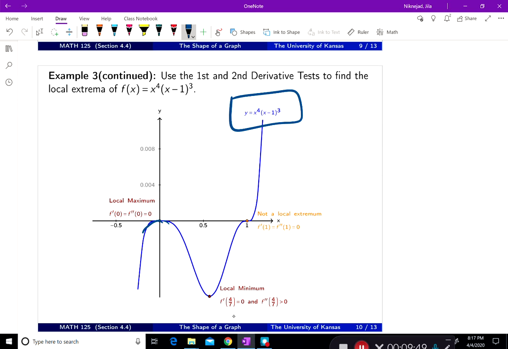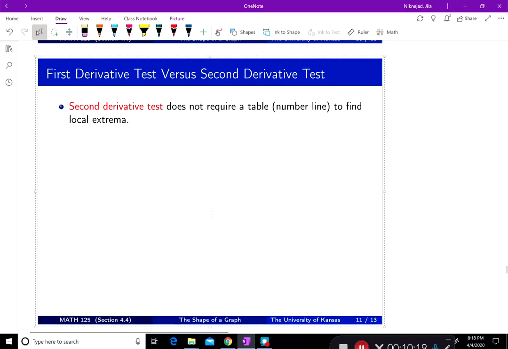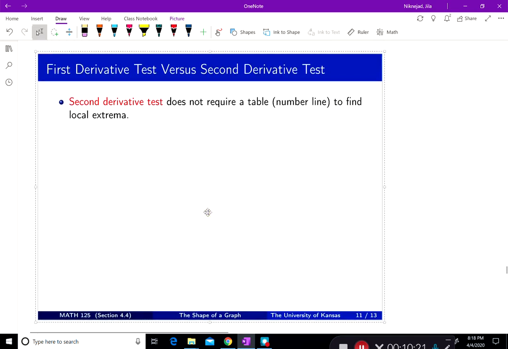Over here we have this point where f prime is 0, but f double prime is bigger than 0, and so that one gives me a local minimum. And then for this point, it was a critical number. F prime at 1 was 0, but f double prime was 0 also, and it turned out it's neither of the local extrema.